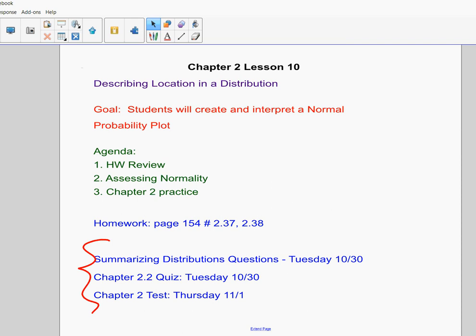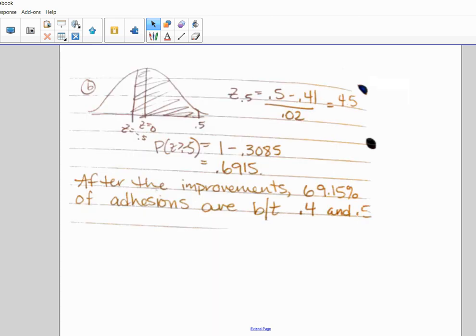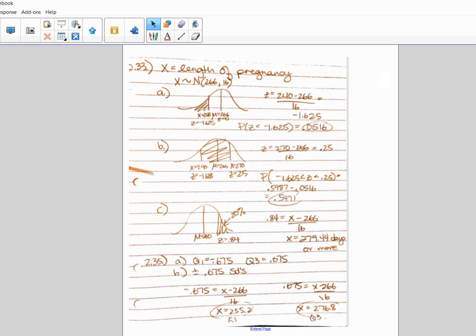All right, so guys, here's the homework answers that were due today. So I'm going to go through them pretty fast. Just pause the video and take a look whenever you need to. Here's the rest of 2.31. And then here's 2.33 and 2.35.